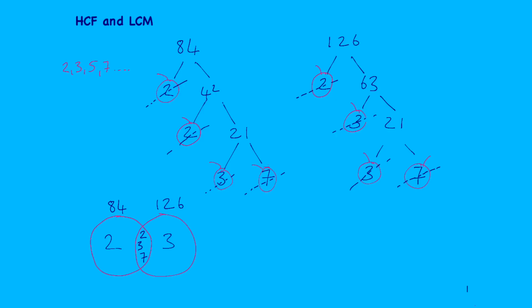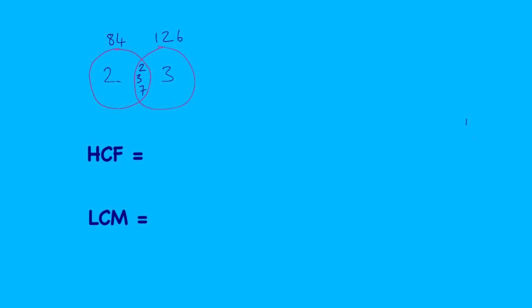into the Venn diagram. Now, to find the HCF, you multiply the numbers in the overlap together. So you've got a 2, 3 and a 7. So we have 2 times 3, which is 6, times 7, which is 42.